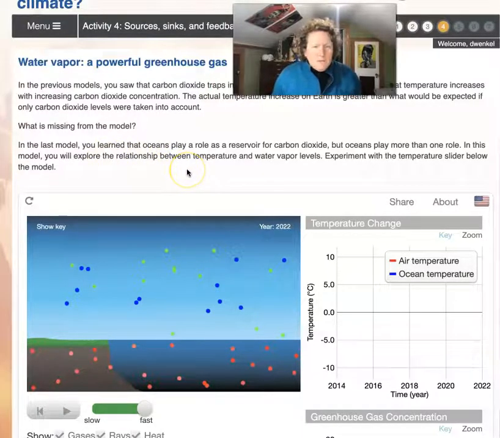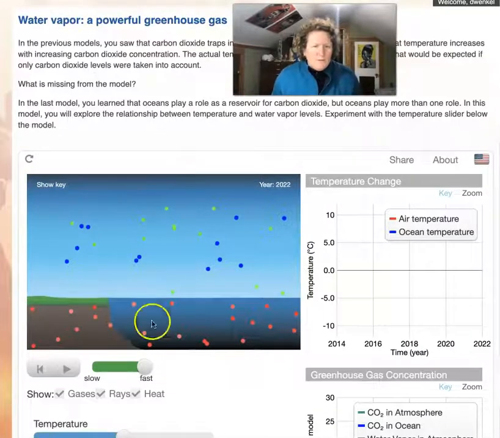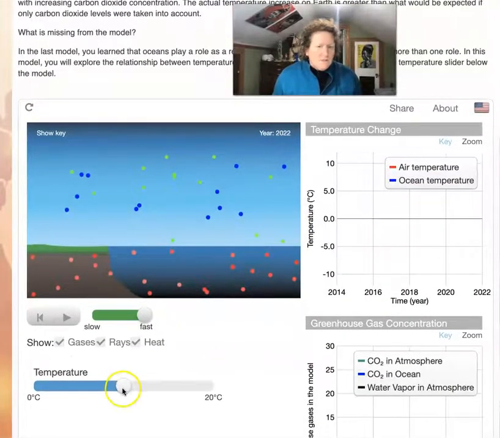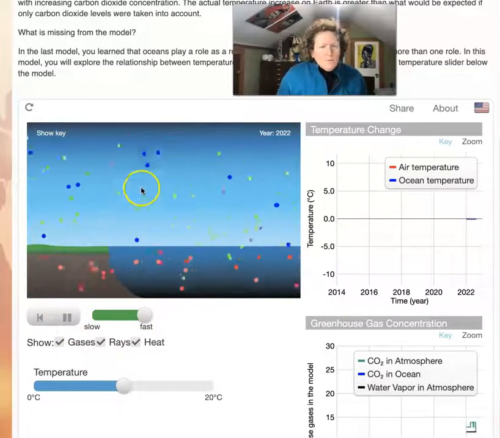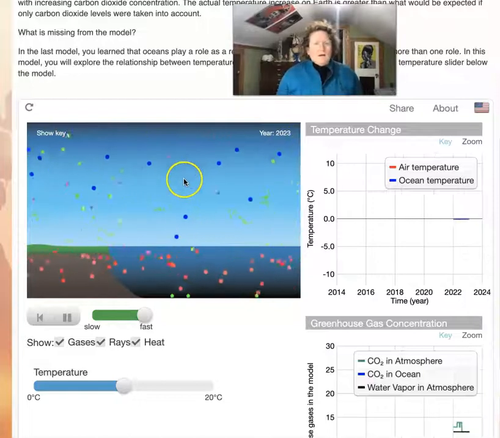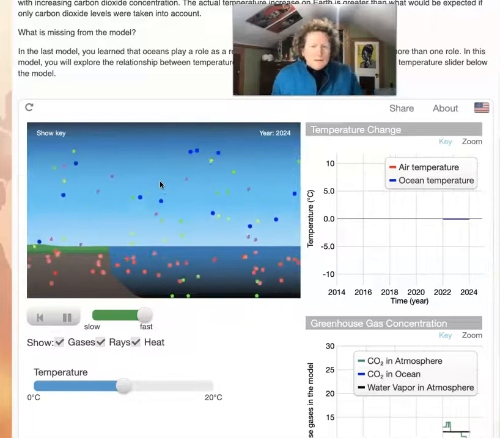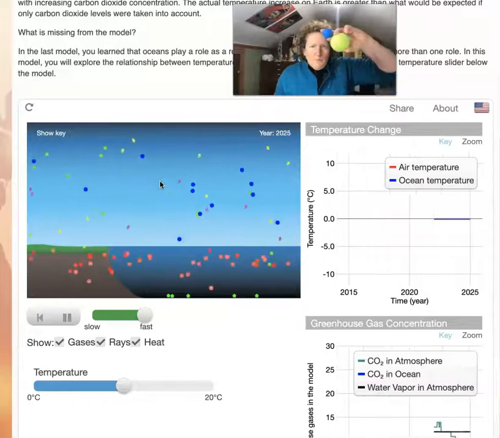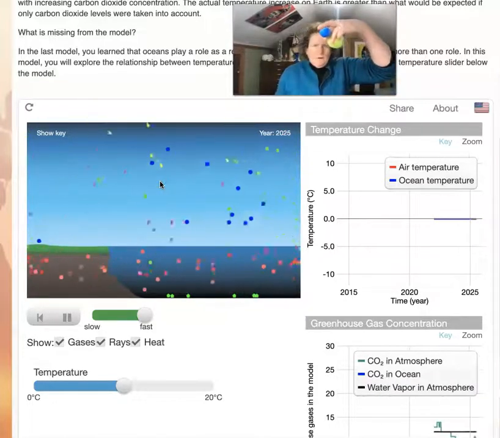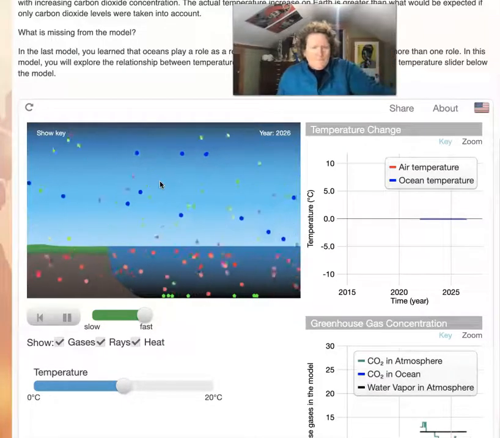In this model, you'll explain the relationship between temperature and water vapor levels. Experiment with the temperature slider below in the model. So let's play with this a little bit and see. Let's get our model going. So the blue dots, we're going to guess, are water vapor. The green dots have always been carbon dioxide. And so now carbon dioxide and water are both acting in the atmosphere to absorb infrared radiation and bounce it back.